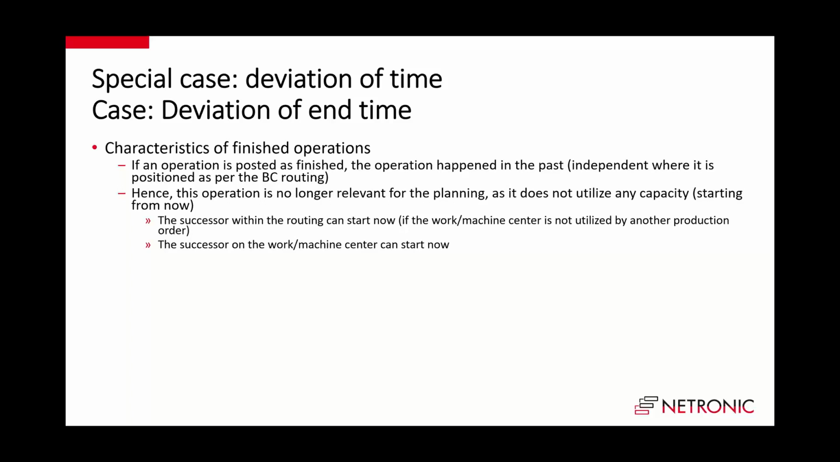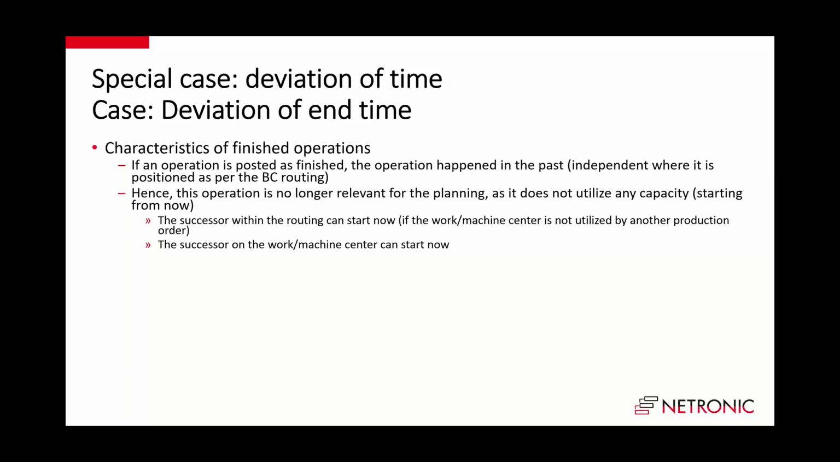planning. If it is posted as finished, if you have a successor in the routing, it can start now, even if the work machine center is not utilized by any production order. So independent of whether you said this will start tomorrow and end tomorrow, if you have finished it now, then the successor can start now if the machine is free. And also, if on the same machine another production order was lined up to get started once this one that you had scheduled to finish tomorrow morning, if you finish it now, you can start the next one if there is no predecessor constraint anyway.